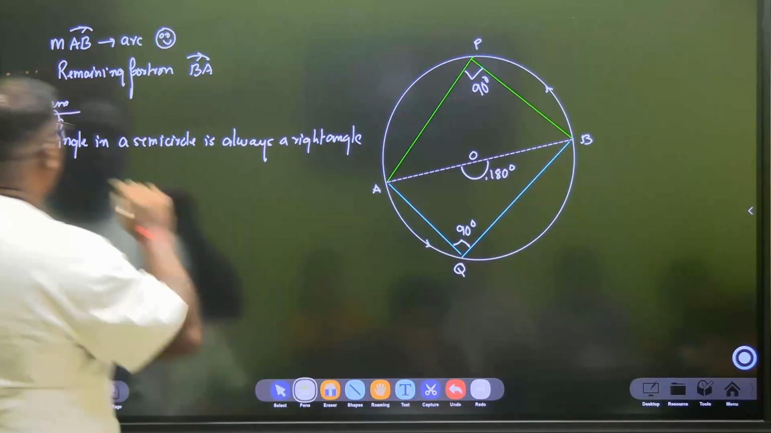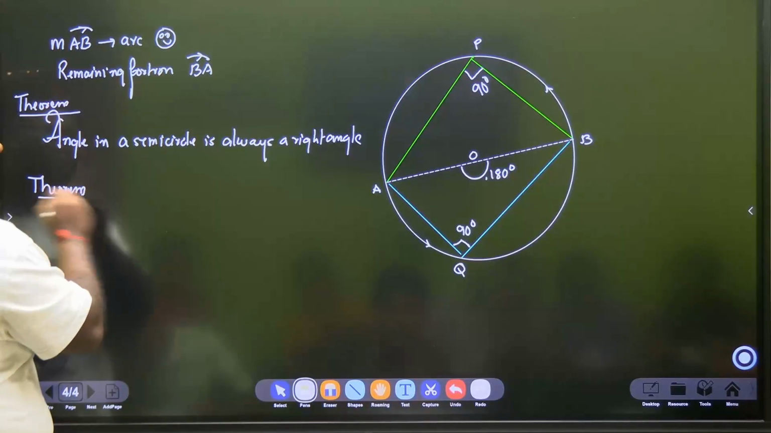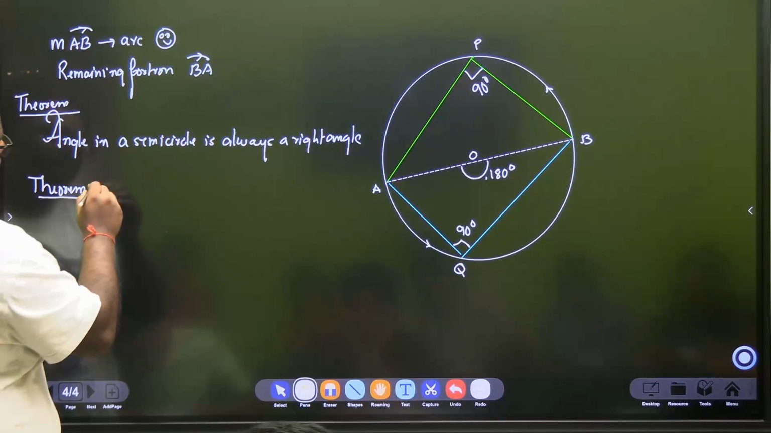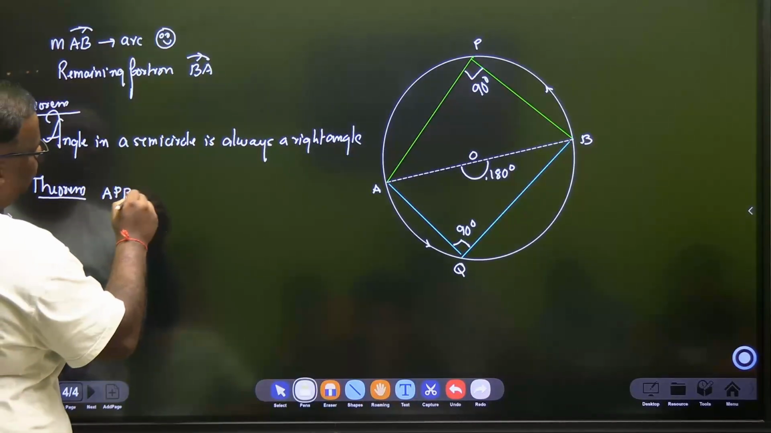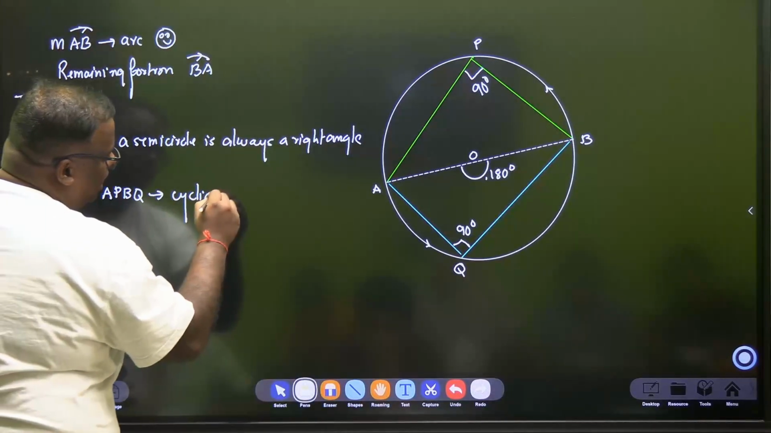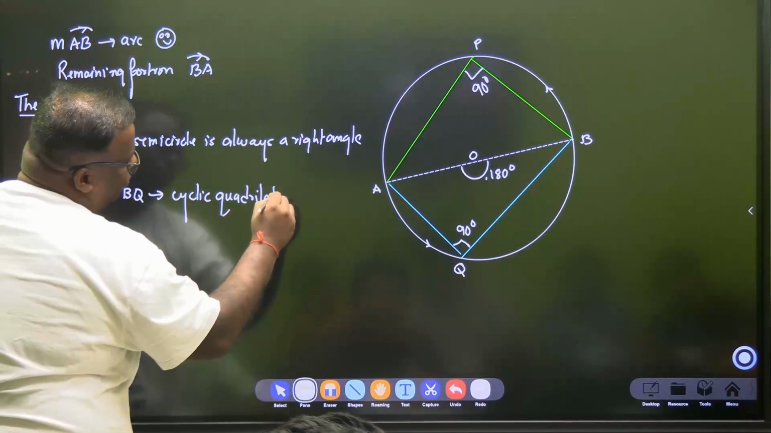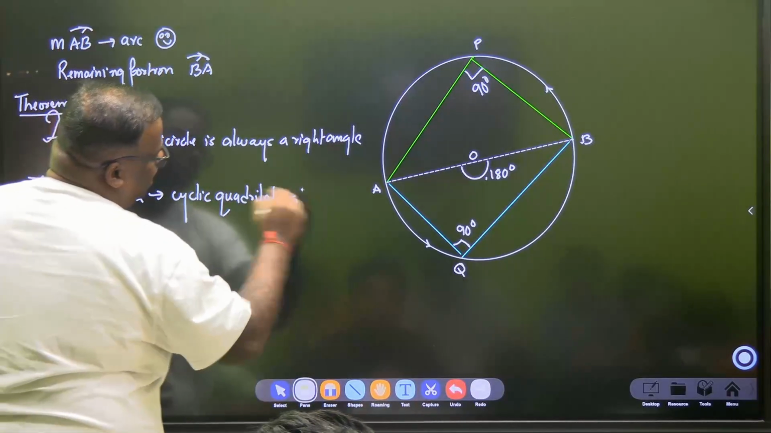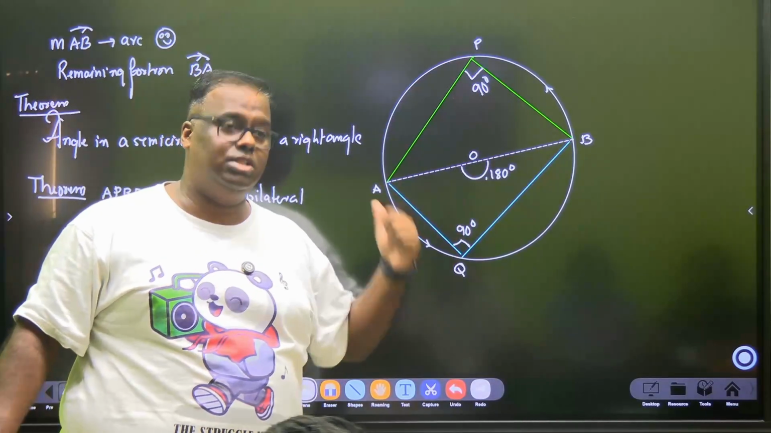Then what should be the measure of Q? 90 degree. Another theorem comes up here. Can you see what APBQ is? It's a cyclic quadrilateral. What is a cyclic quadrilateral? It's a quadrilateral whose four vertices lie on a circle.